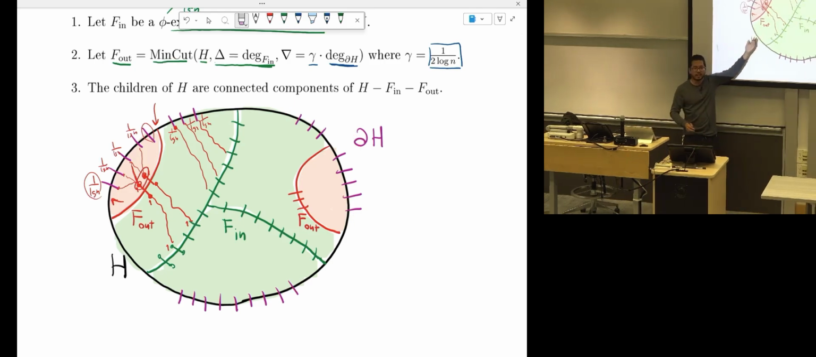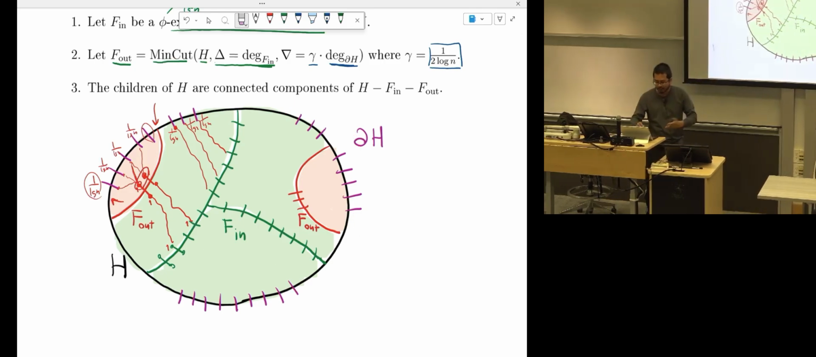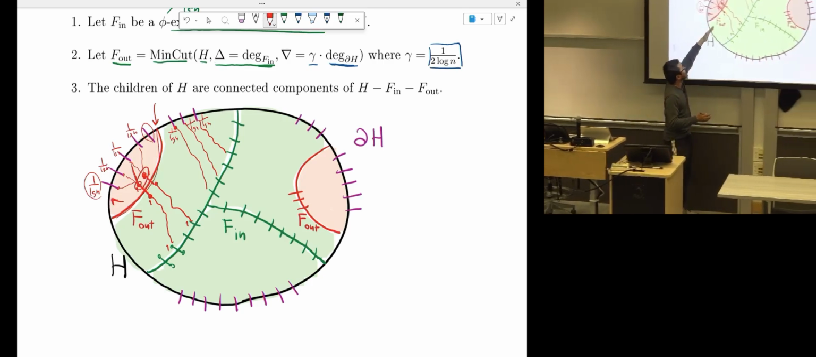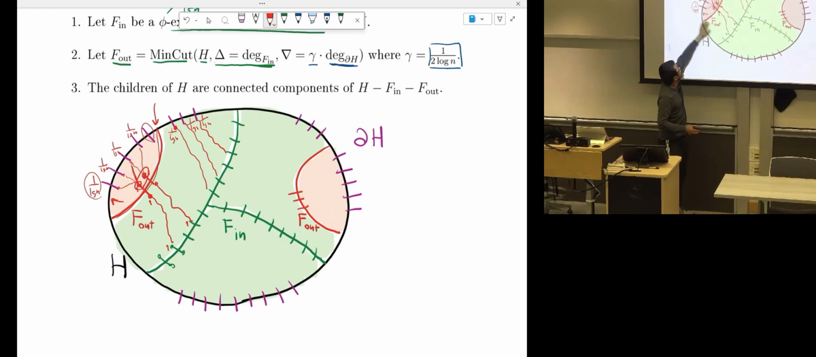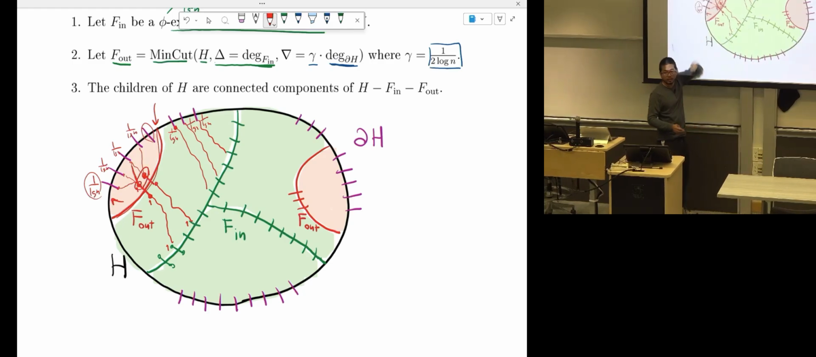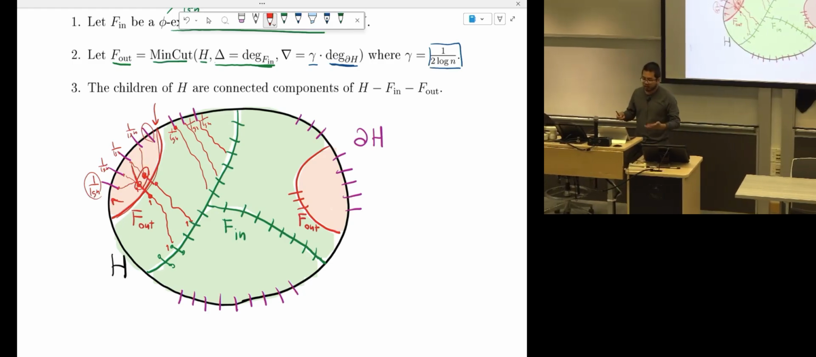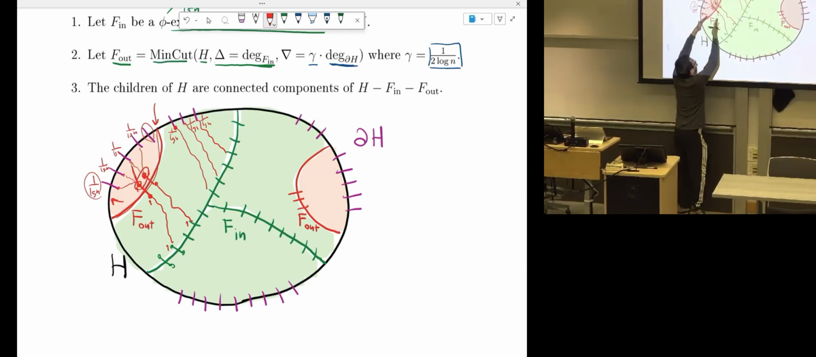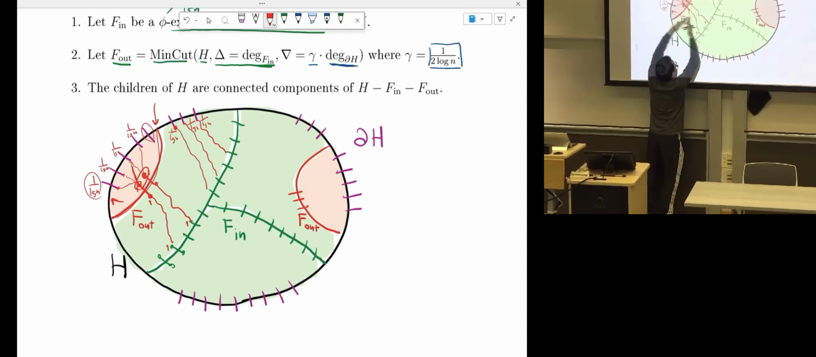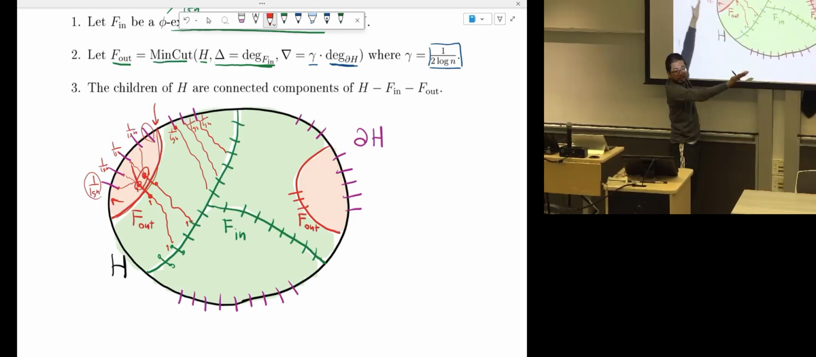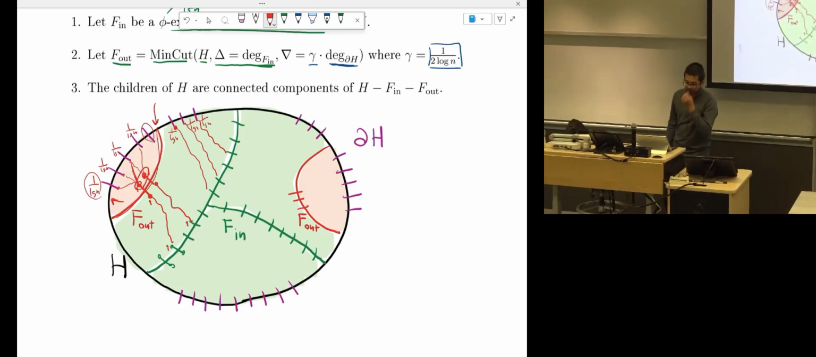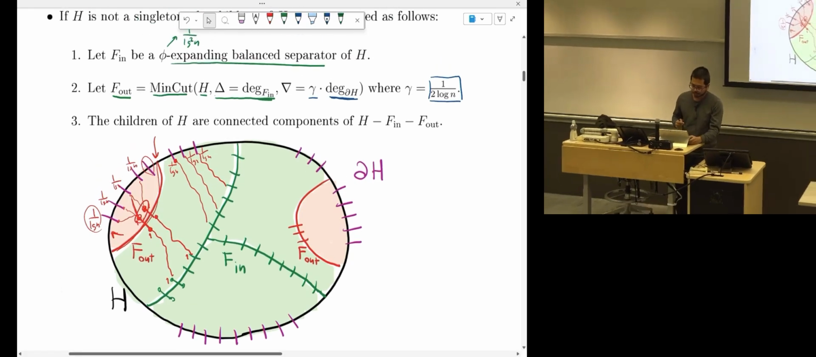That was the structure of F out, the outer separator. It's just the min cut that separates F in from the battery. And so what you know is that from F out, you can saturate the flow from edges of F out to both directions.